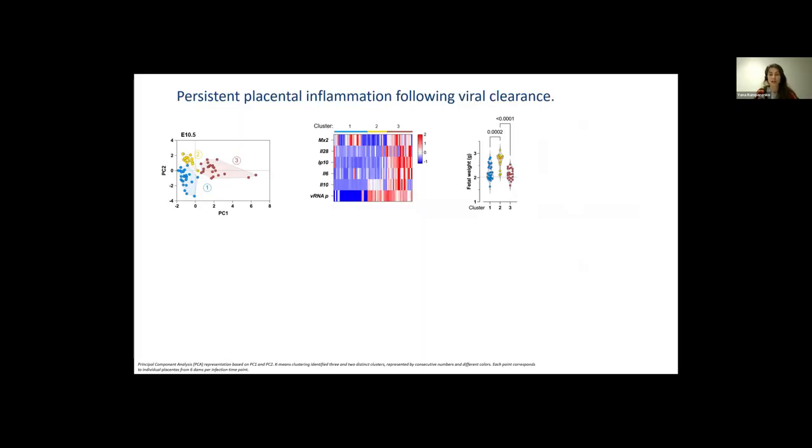And afterwards, we decided, okay, what else can we do with that? Currently, there is not that much you can do with hamsters. There are not many reagents that you can use. But we checked for the virus in the placenta. We checked for cytokines like MX2, IL-28, IP10, IL-6. We checked for immune cells, for CD8, CD4, and NK cells also.